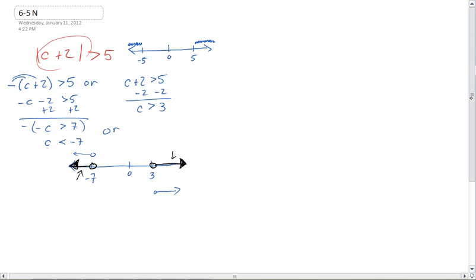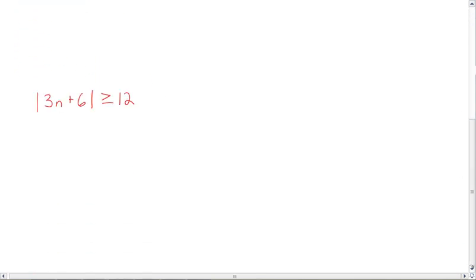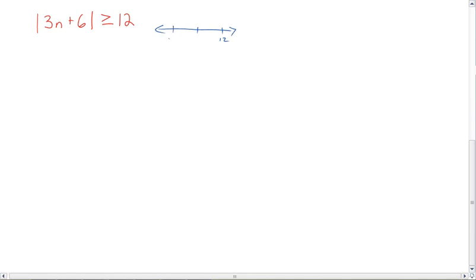Okay, let's try one more since we've got a bit more time. Let's go on, and we're going to do this one. This one is going to be a little bit more difficult, but we're going to go through it a little bit faster since we understand the idea now. Again, we want to consider both the negative and the positive. This is greater than, so I want my distance to be greater than 12. So there's 12 and negative 12.